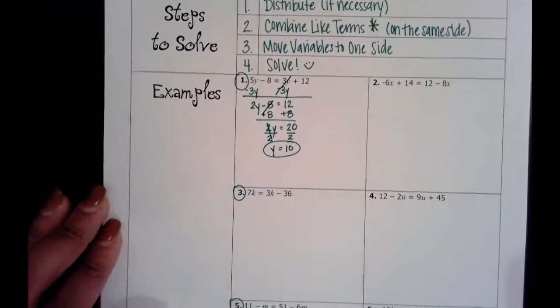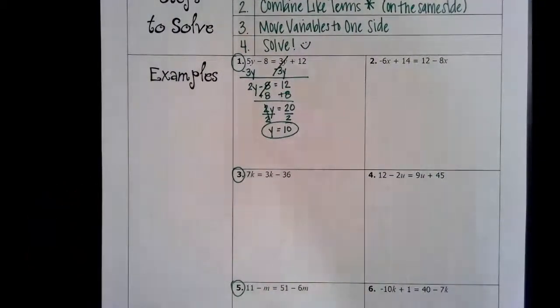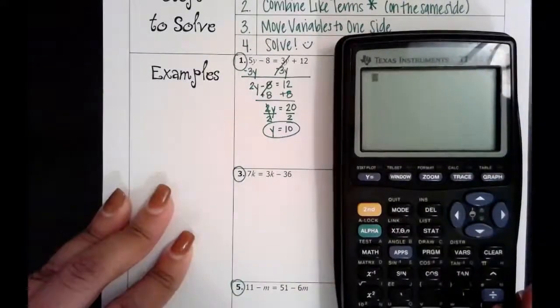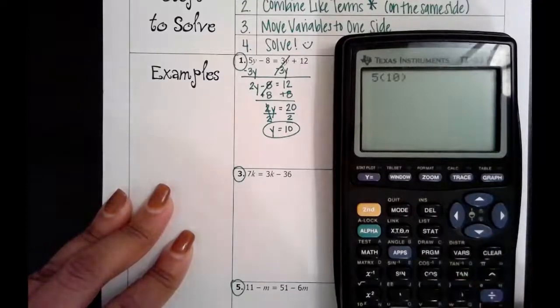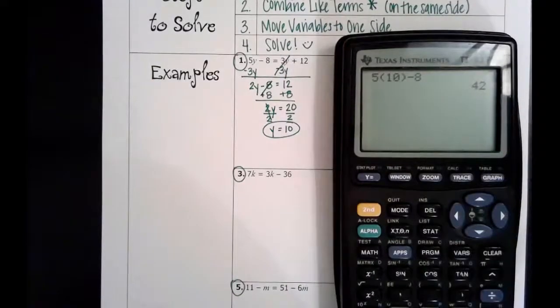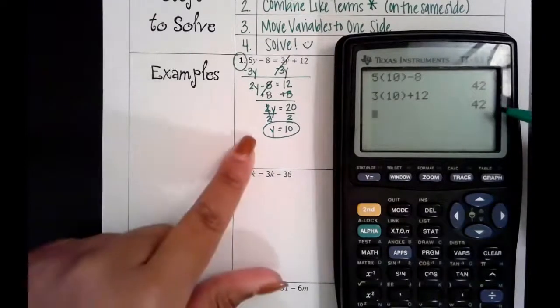Also, quick notation here. You can always check your answers by plugging the value that we got for x or y or any variable back into the equation. So I'll show you using my calculator. I would say 5 times 10 minus 8, that equals 42. Keep that in mind. 3 times 10 plus 12. You see how both of those equal 42, which means 10 is the right answer.